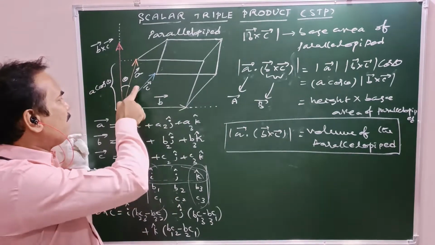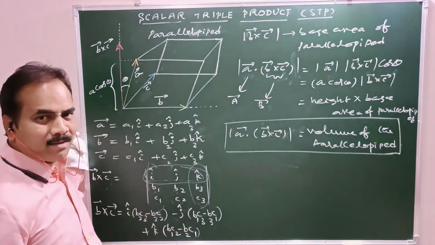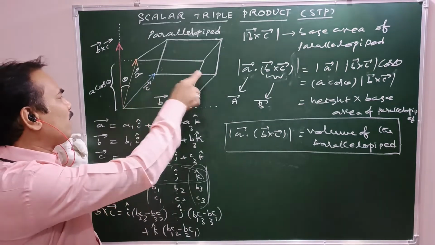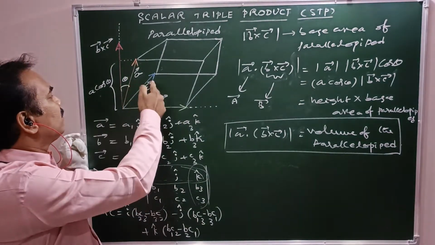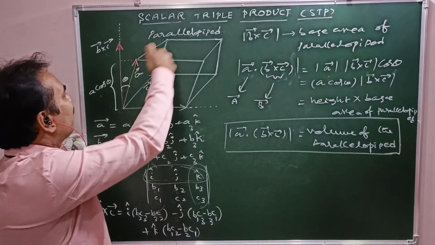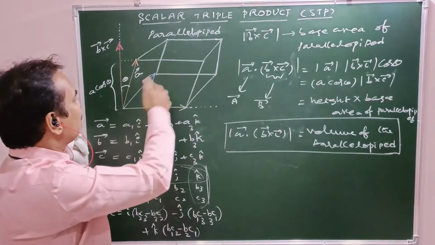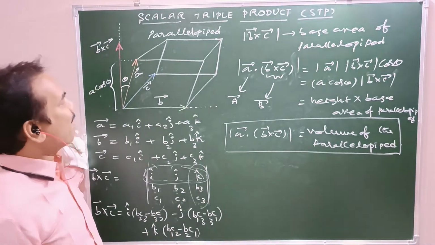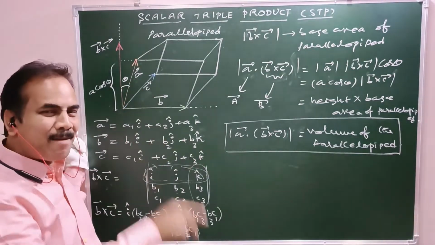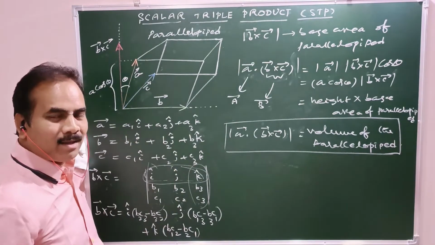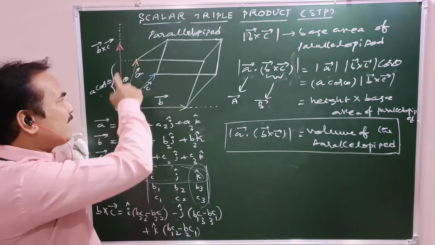So here A bar, B bar, C bar are not coplanar. They are not lying in the same plane. Of course, B bar and C bar are lying in one plane, but A bar and C bar are lying in another plane like that. This is the plane of A bar and C bar. This is the plane of B bar and C bar. Alright. What happens if all the three vectors are lying in the same plane? That is coplanar.